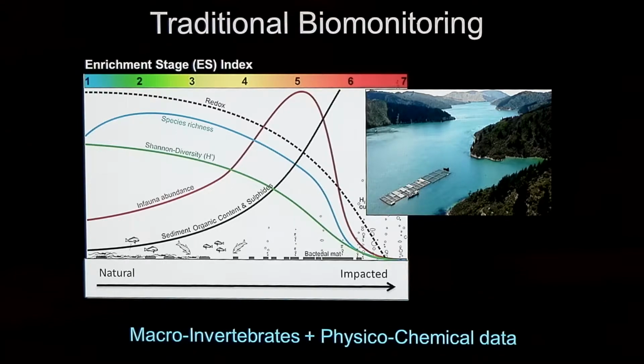The biological data typically involve the use of microscopes to identify and count the thousands of organisms that live in the seabed. These data are then combined into the so-called enrichment stage index, which you are all familiar with here, which ranges between 1, or no impact, very unenriched condition, to highly enriched conditions, or 7, with the level of 5 being the upper regulatory limit here in the Marlborough Sounds. So this is the gold standard.